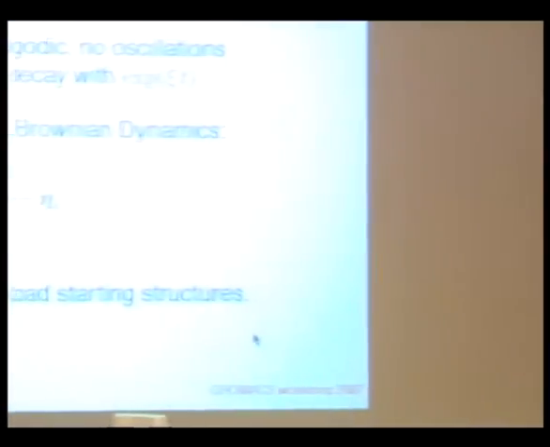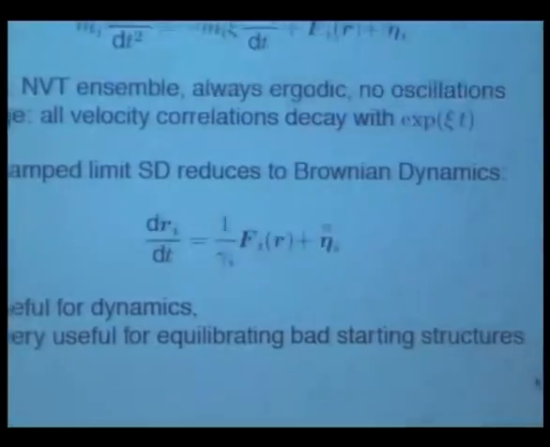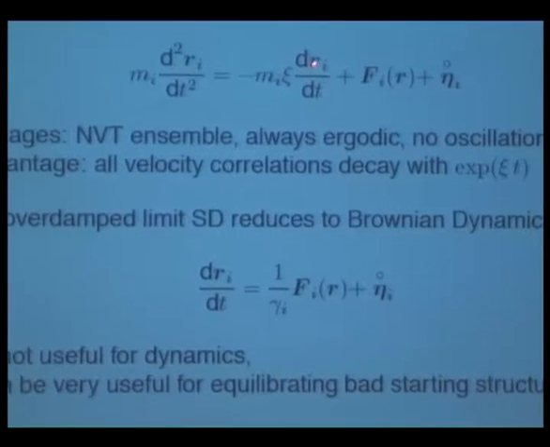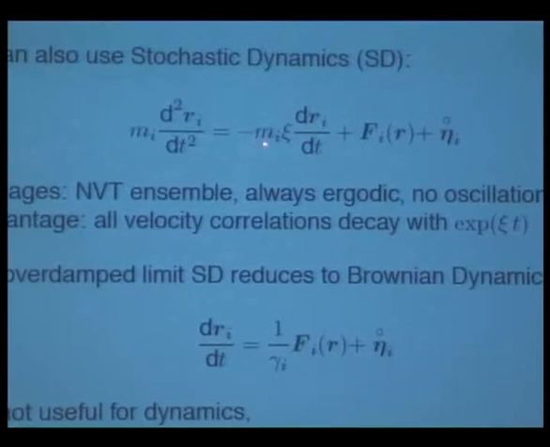What actually happens here is you have the same equation. Newton's equation would just have this term and the force, but you add a friction term here. This is a minus a constant times the velocity. So you have a friction, and you add noise. If you choose the friction and the noise properly, you get the proper ensemble. This has the advantage that it's a proper ensemble. It's always ergodic, so you don't have problems with decoupled degrees of freedom which get different temperatures or which are not sampled properly.